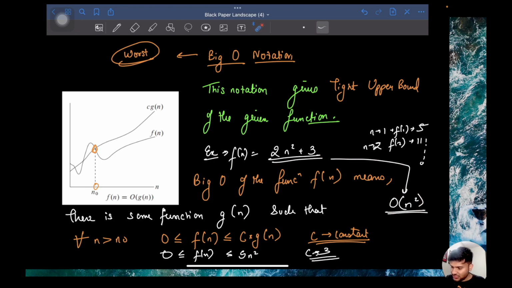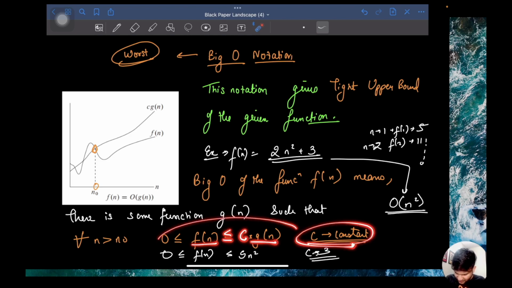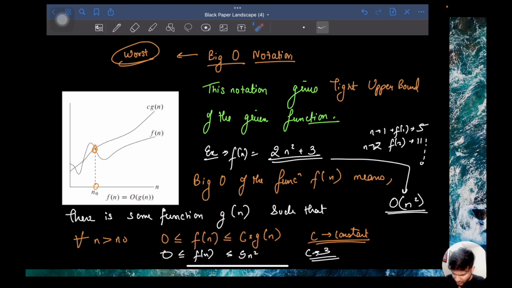Because what big O notation tells us is, it tells us about some function g of n such that f of n is always less than or equal to c g of n, where c is a constant, and this is valid for everything for some value n naught greater than n. Now this n naught can be even 0 or 1 or 1.5, anything. For some particular threshold, after that threshold, f of n can go equal to c g of n but cannot go beyond c g of n.